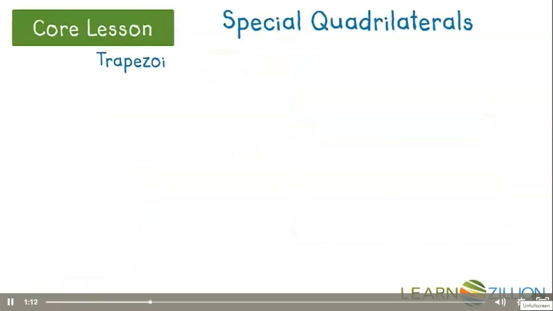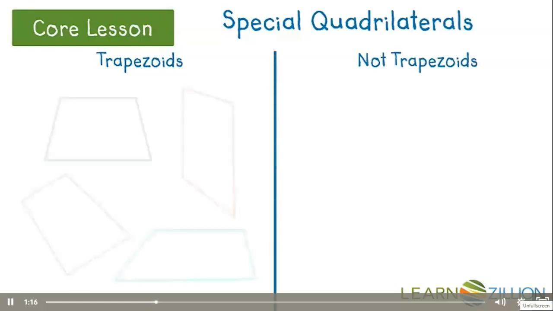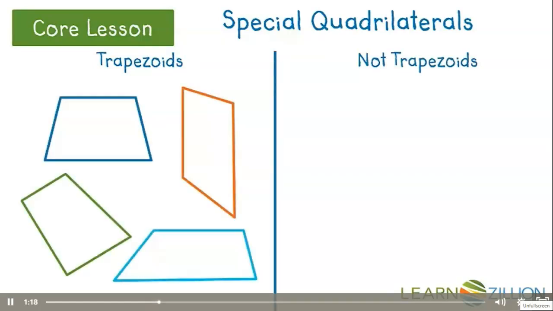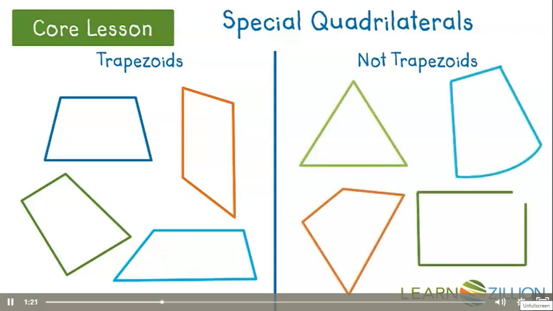Let's take a look at trapezoids. I'm going to put 2 types of shapes up. The shapes on the left are all examples of trapezoids. The shapes on the right are not. Let's see if we can identify which attributes the shapes have in common so that we can make a rule for trapezoids. I'm going to look at the shapes that are not trapezoids to help me.